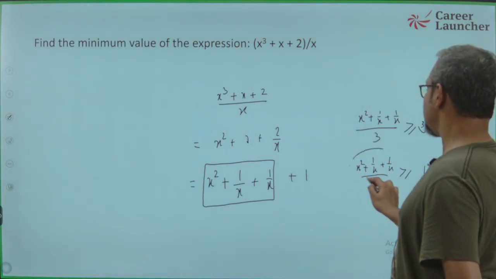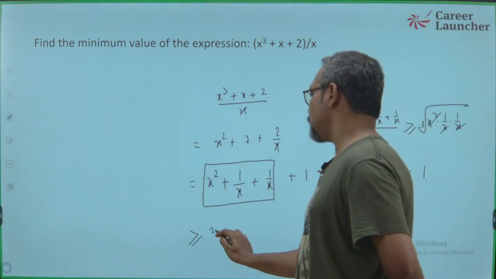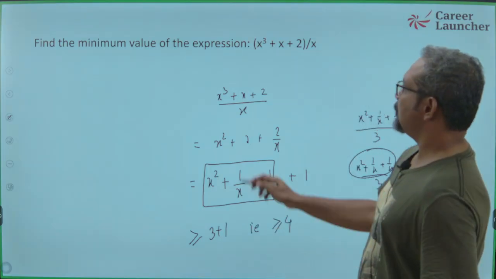So that means this value is greater than or equal to 3. So this is greater than or equal to 3 plus 1, that means greater than or equal to 4. So the minimum value of this is 4.